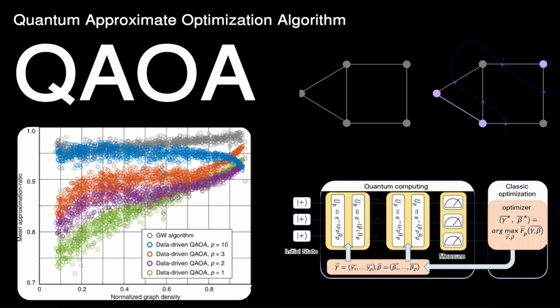Welcome to Quantlock. Today we're diving into something called the Quantum Approximate Optimization Algorithm, or QAOA for short. It's a really powerful tool from the world of quantum computing, and it's being designed to tackle problems that are pretty much impossible for even our best regular computers.